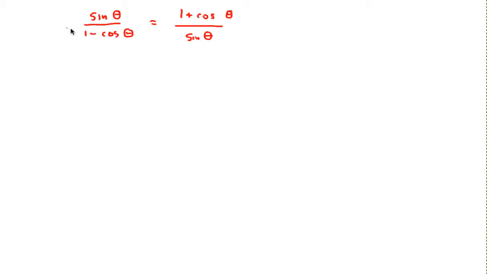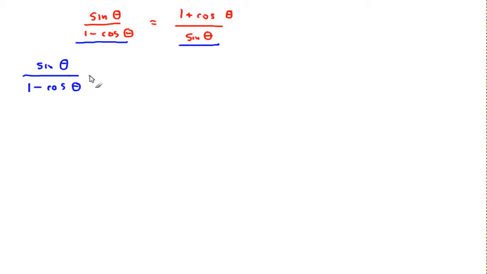Okay, for this question we have to prove that the left side is equal to the right side. So what I'm going to do is manipulate my left side to equal the right side, okay? So I'm going to rewrite the left side again, so that's going to be sine of theta over 1 minus cos of theta.